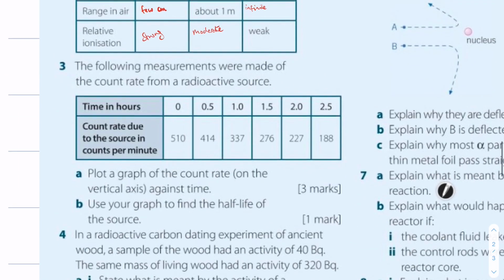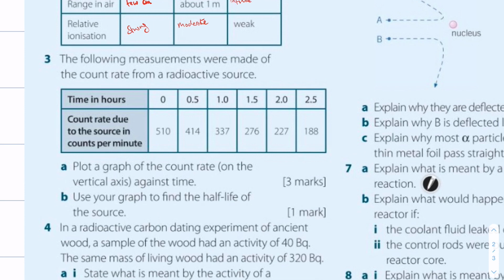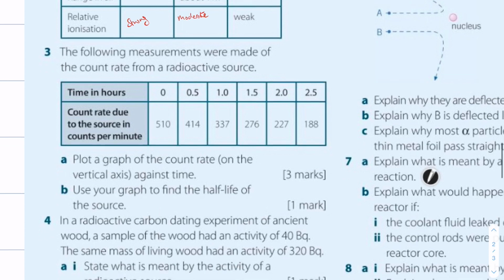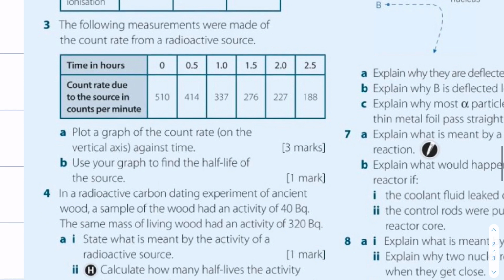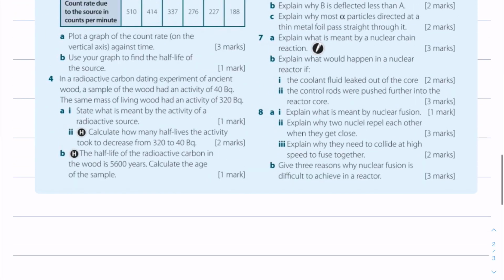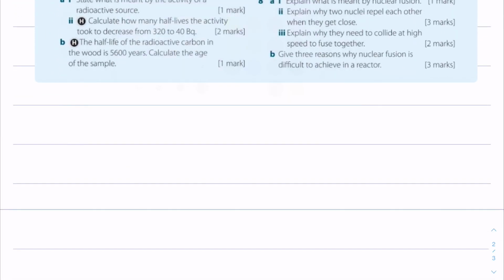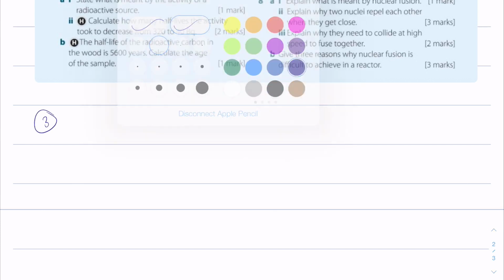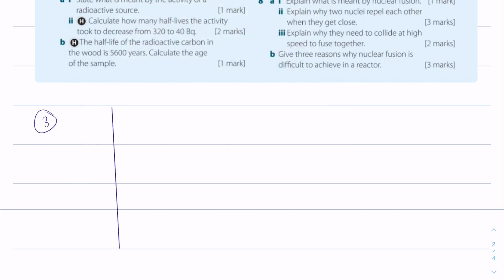Fun fact. So question 3 is the following measurements were made of the count rate of a radioactive source. So the time in hours is going up in half-an-hour chunks. The count rate due to the source in counts per minute is coming down steadily. Plot a graph of the count rate on the vertical axis against time. Use your graph to find the half-life. So let's do this nice and quick. And so my graph will be rough. You might have graph paper in the exam. You'll have proper graph paper.